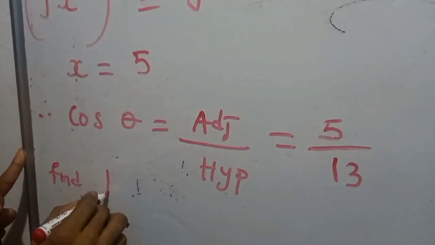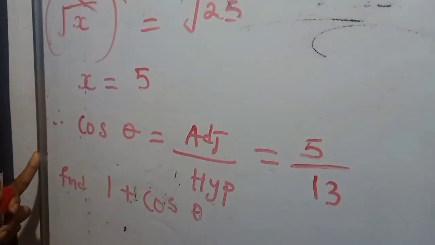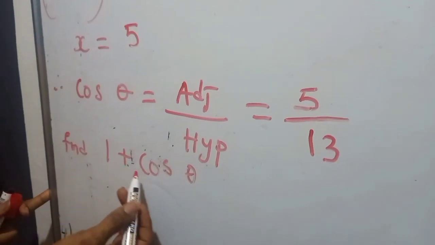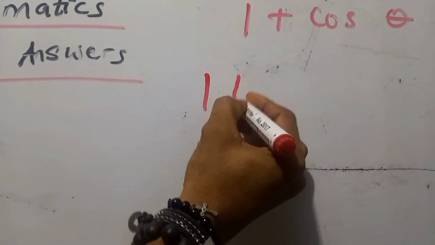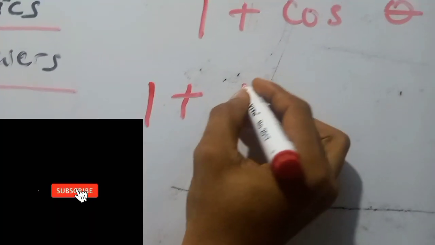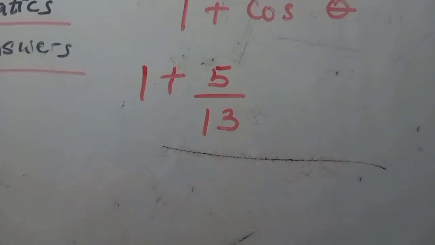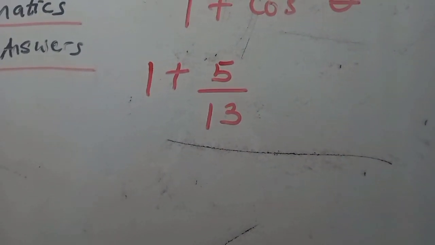find 1 plus cos theta. So we say find 1 plus cos theta. Which means that 1 plus our cos theta is 5 over 13. That is our cos theta. Based on what we have here, cos theta is equal to adjacent over hypotenuse, equals 5 over 13.